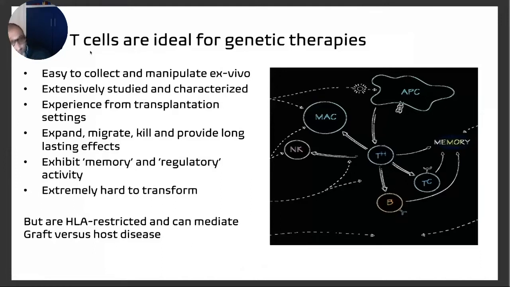There's extensive experience from transplantation, bone marrow transplantation in particular. And these are living cells that can exist for a long period of time. They can move, they can migrate, they can enter sites of tumor activity which antibodies can't reach, and they can provide long-lasting effects. And of course, T cells have some special properties. They exhibit what we call memory or recall effects, and they can also control and manage responses to their regulatory activity.